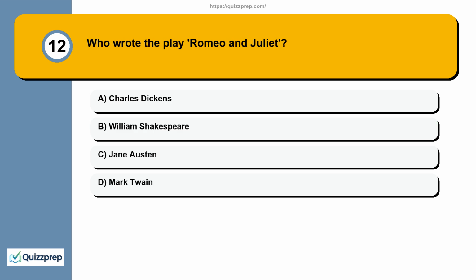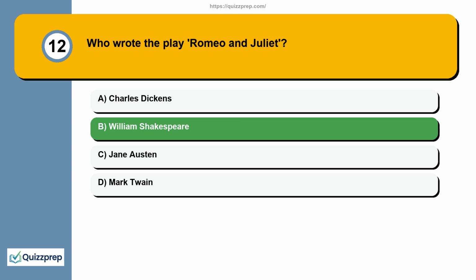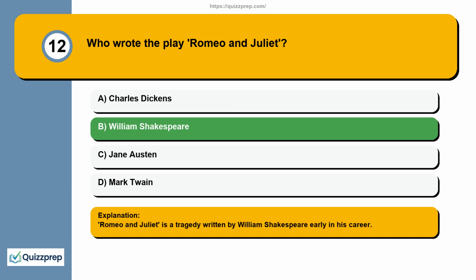Question 12. Who wrote the play Romeo and Juliet? Here are your options. Option A, Charles Dickens. Option B, William Shakespeare. Option C, Jane Austen. Option D, Mark Twain. The correct answer is option B, William Shakespeare. Explanation. Romeo and Juliet is a tragedy written by William Shakespeare early in his career.